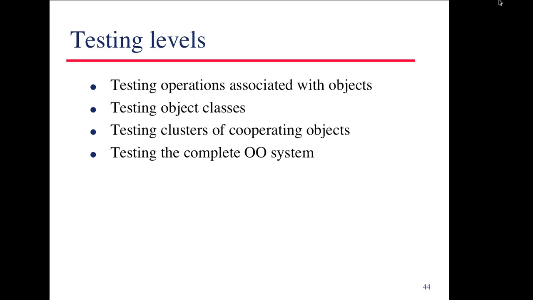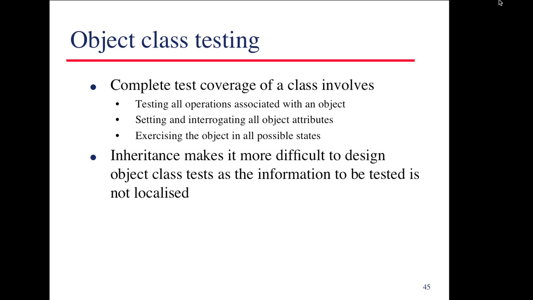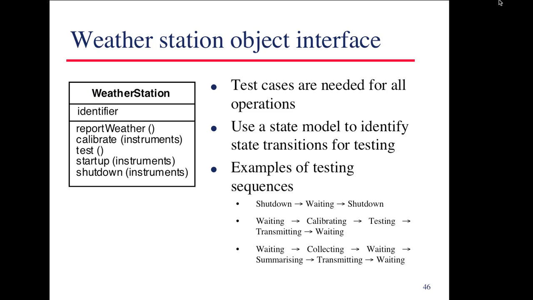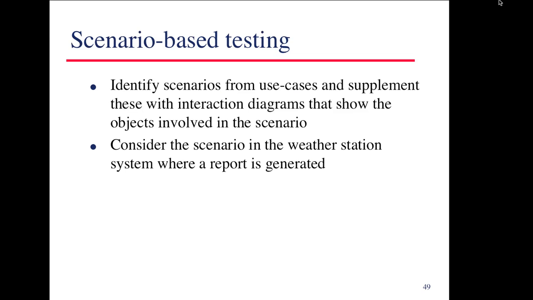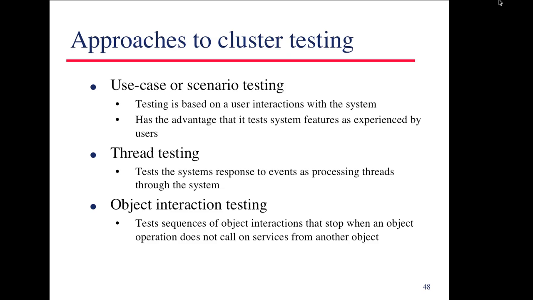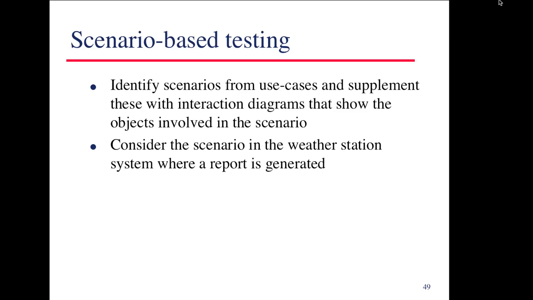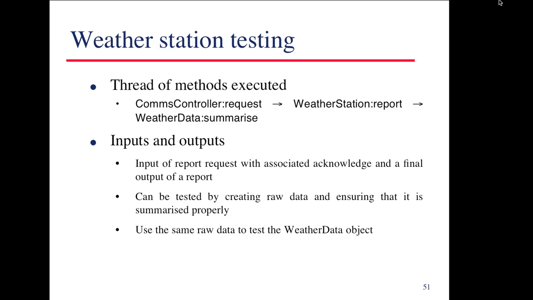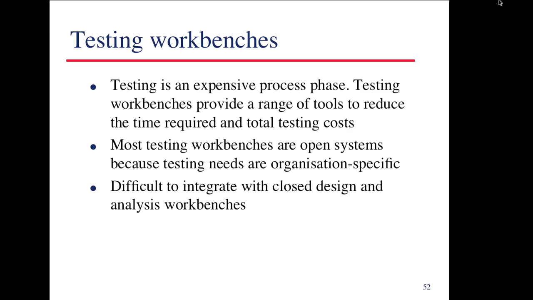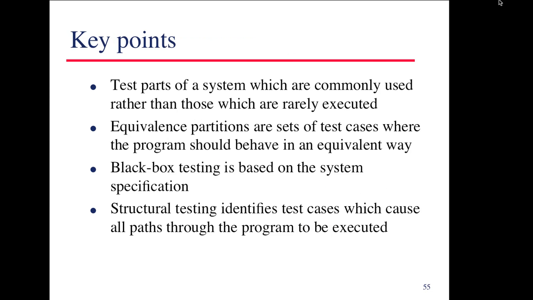So this is actually the end of the lecture in terms of the key points: testing parts of the system which are commonly used rather than those that are rarely executed. Not a bad thing to keep in mind. Equivalence partitions are sets of test cases where the program should behave in an equivalent way. So if you break out the coverage into equivalence areas, then you can minimize some of the testing effort a little bit. And black box is based on the system's specification. Structural testing identifies test cases which cause all parts of the program to be executed. And then the coverage means ensuring all of the statements have been executed at least once. Hopefully, the majority of the statements.